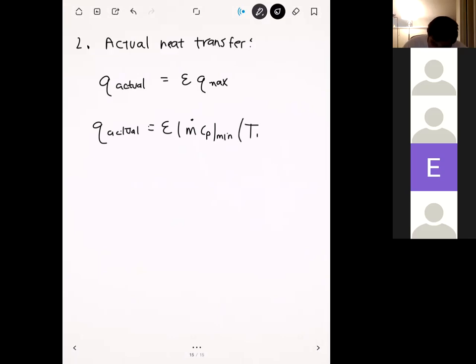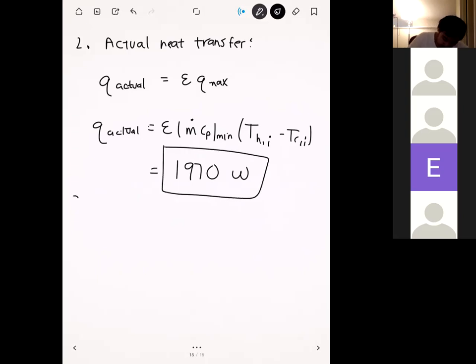And so the biggest temperature difference is always going to be THI, or the inlet temperature of the hot fluid, minus TCI, which is the inlet temperature of the cold fluid. Okay. All right, and so we perform those calculations, and what we get is a heat transfer rate of 1970 watts. All right, so not that much. And then now that we know the actual heat transfer rate, we can use that to compute the outlet temperatures.